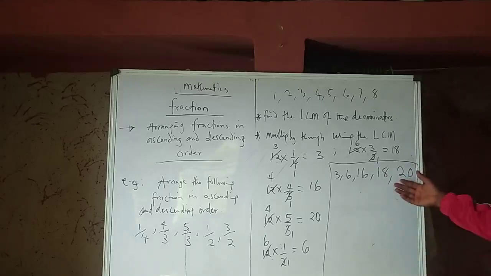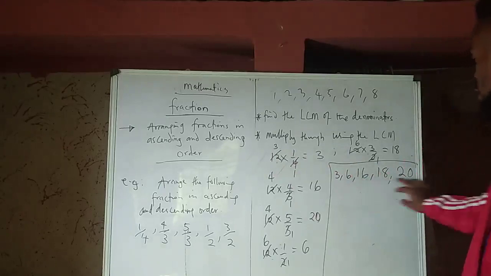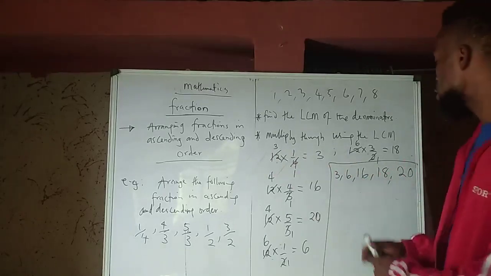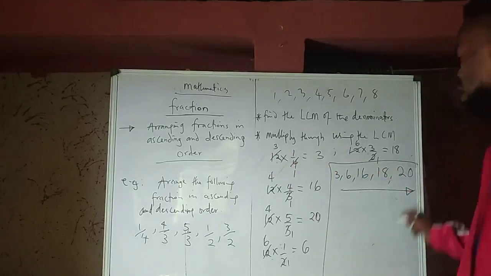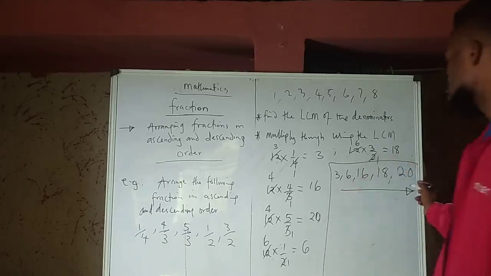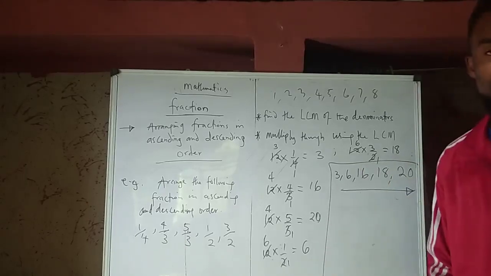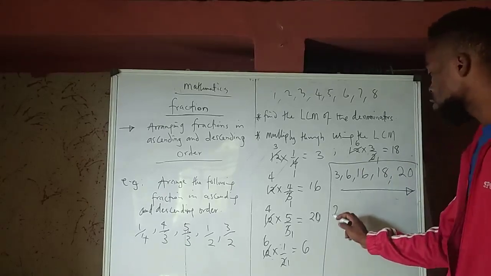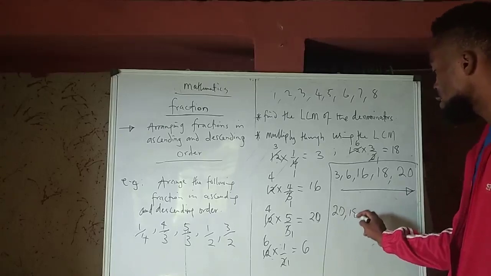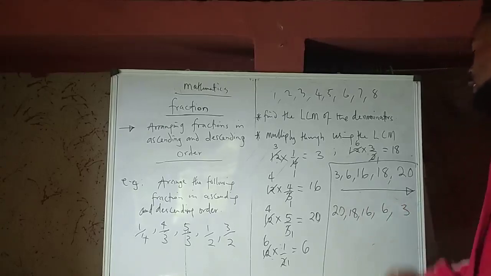So this is the ascending order. If we were to arrange in descending order, that means we start from the biggest to the smallest. So we are going to have 20, 18, 16, 6, and 3.